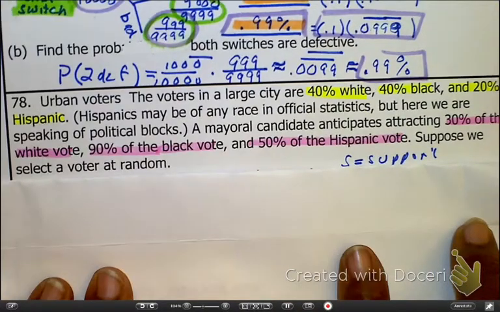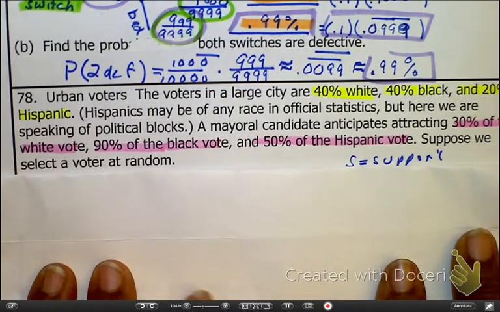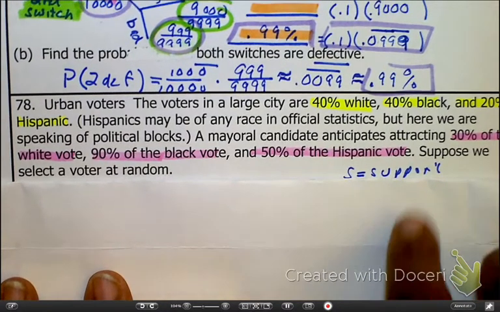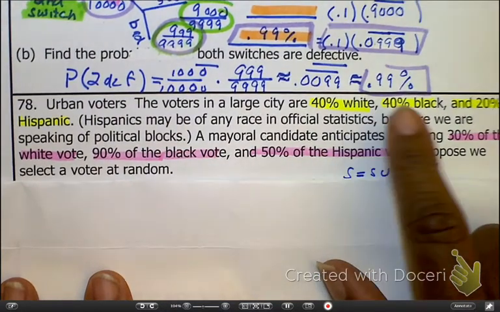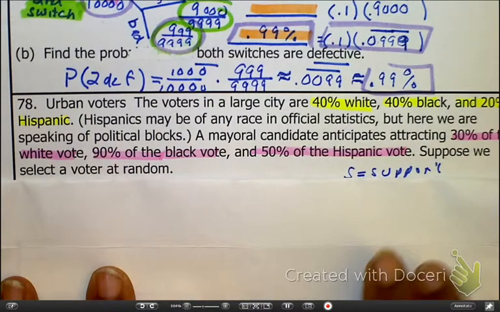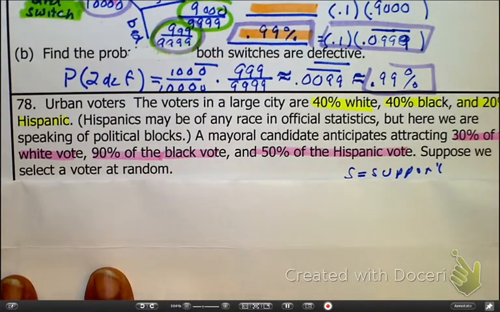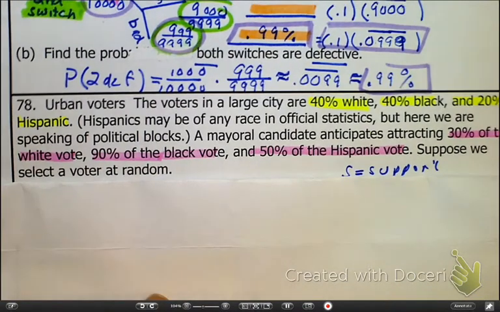You're going to need more room for this simply because this, ladies and gentlemen, is going to give me 3 branches. Because I need one for white, I need one for black, and I need one for Hispanic. So my point is give yourself some room. You might have to put this on another sheet of paper.